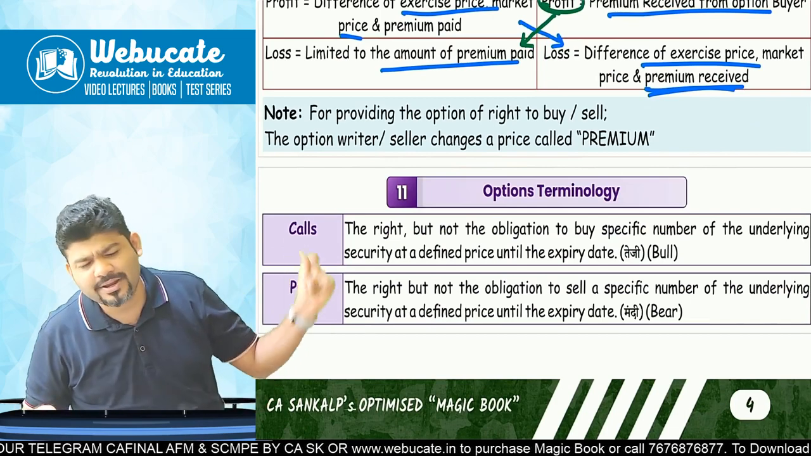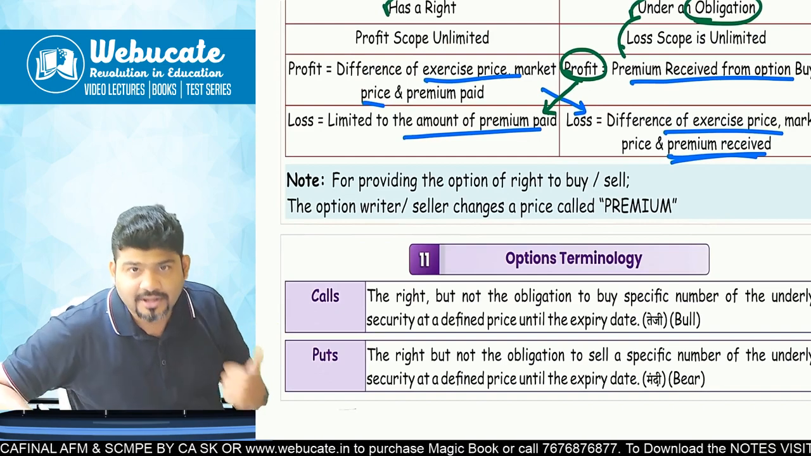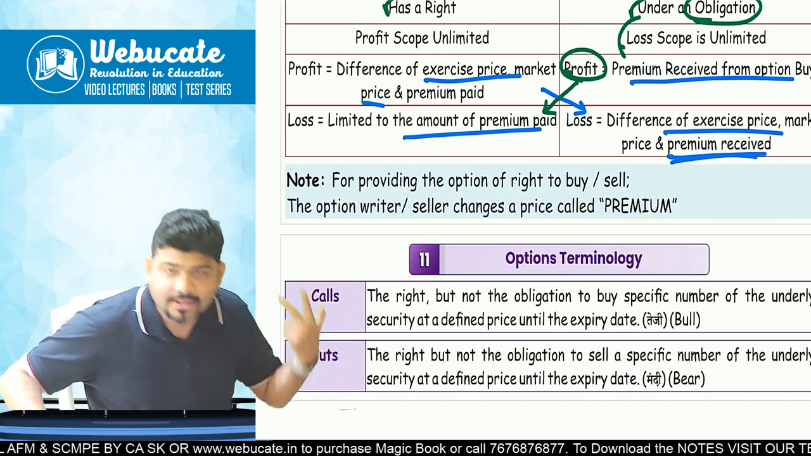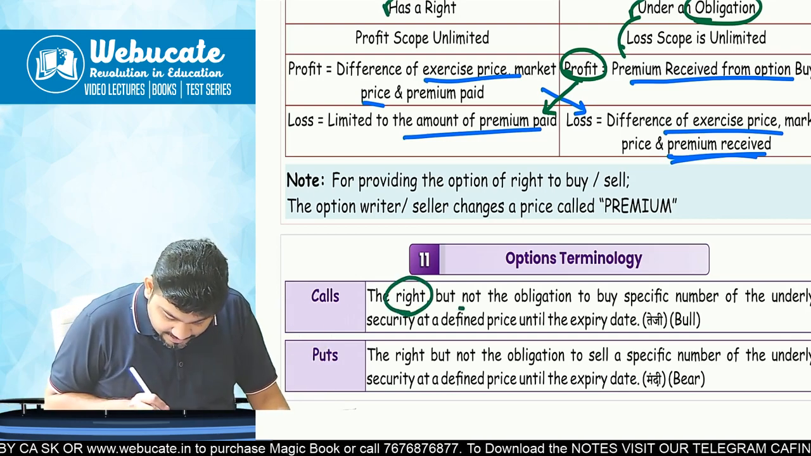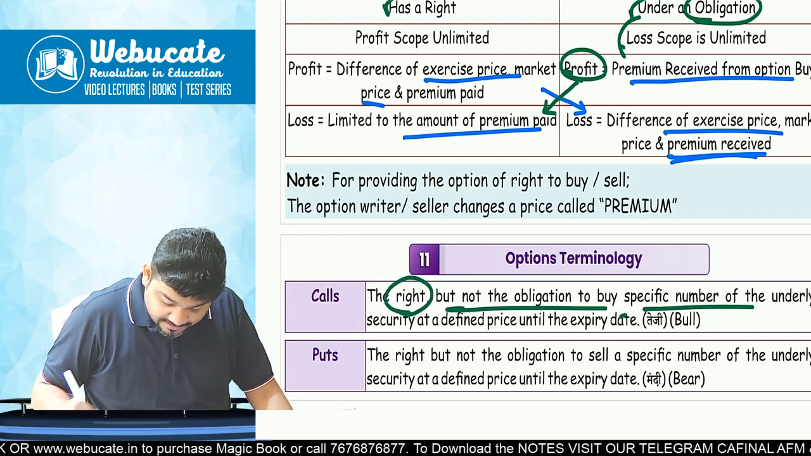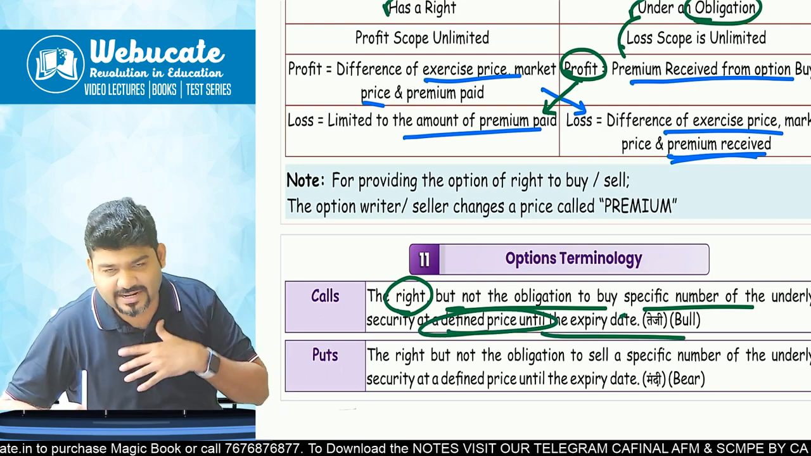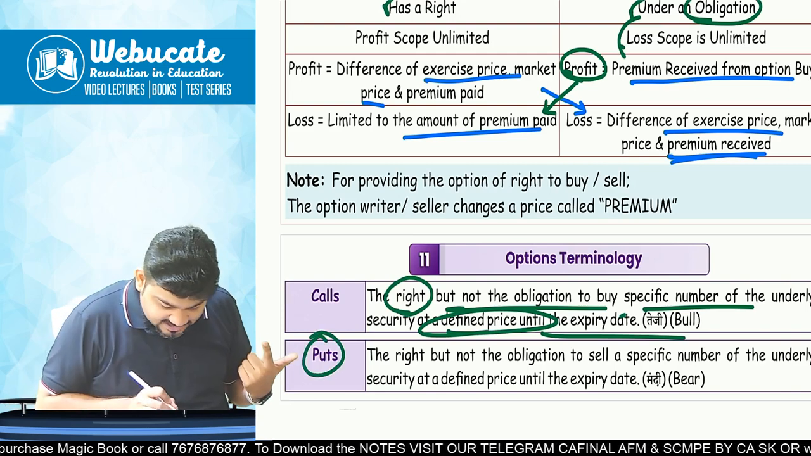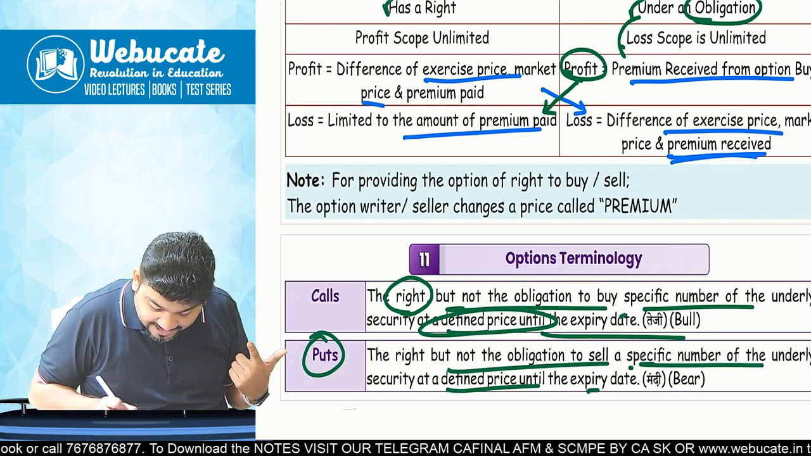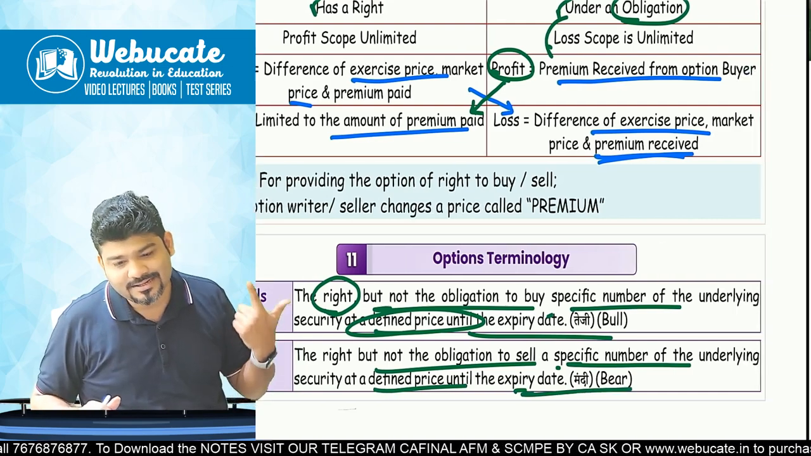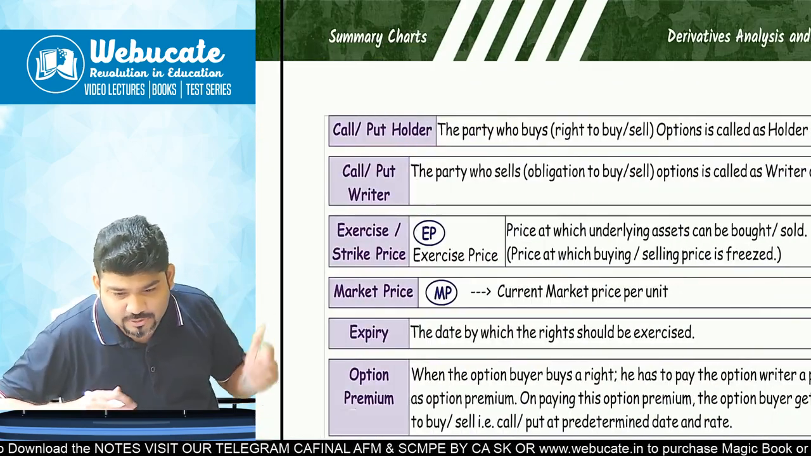Now we will quickly see the options terminology. We know what is a call. A call is giving me a right option when I am expecting the market to go up, and I will exercise it only if it is in my favor. The right, but not the obligation, to buy a specific number of underlying securities at a defined price until the expiry date. We are coming to expiry date. And then there are puts. The right but not the obligation to sell a specific number of underlying at a defined price until the expiry date. That is called a put. So when you are expecting the market to go down, take a put option. Expecting the market to go up, take a call option.